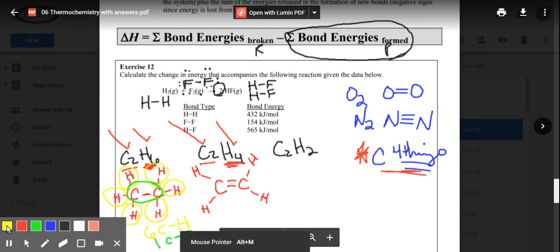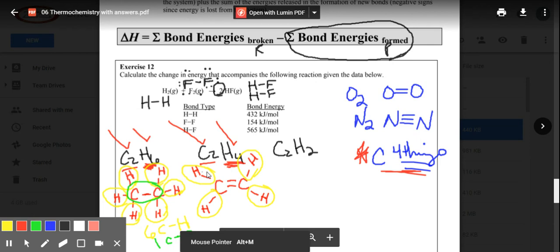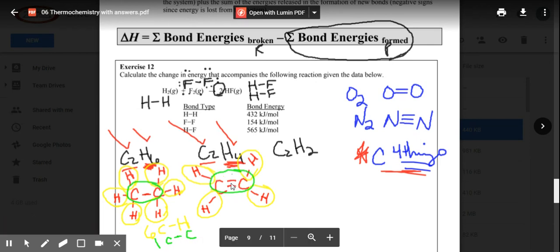Now let's talk about what type of bonds we have here. We have 1, 2, 3, 4 CH bonds, and we have 1 CC double bond. The energy for a double bond will be different from the energy of a single bond, so we have to pay attention to that.